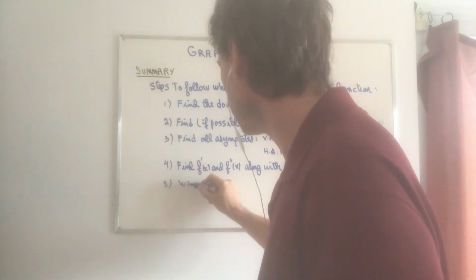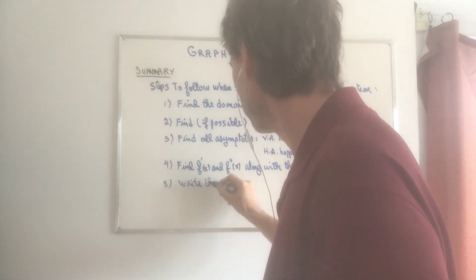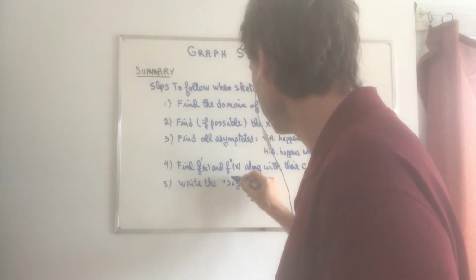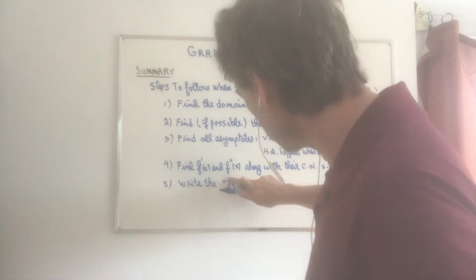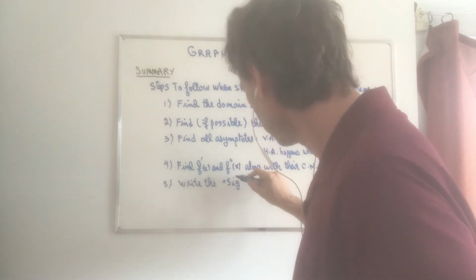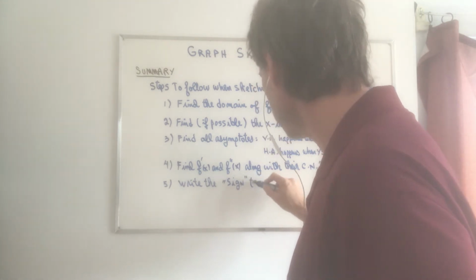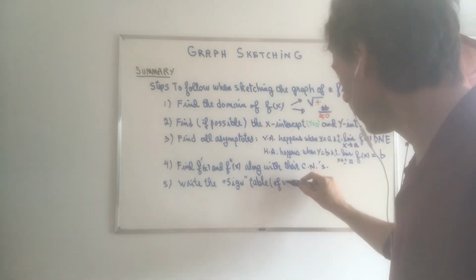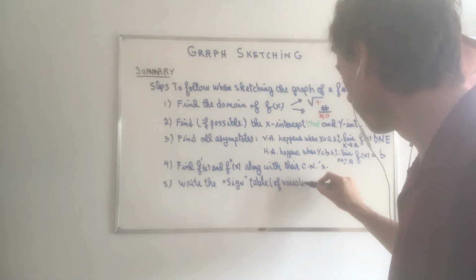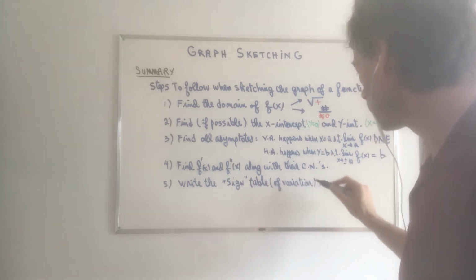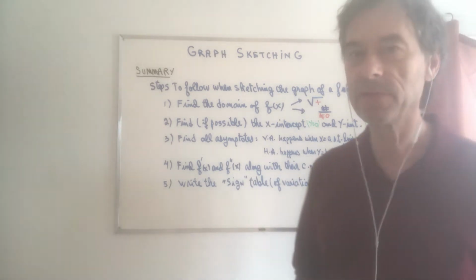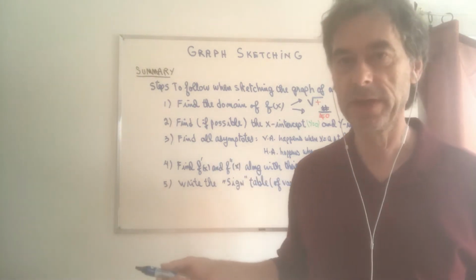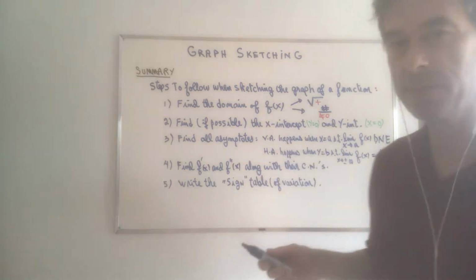Write the table of variation. Write the sign table. So table of variation. That is actually very, very useful, as you've seen in the last example in the previous video. Specifically, the last line of the table of variation tells us so much about the shape of the graph.